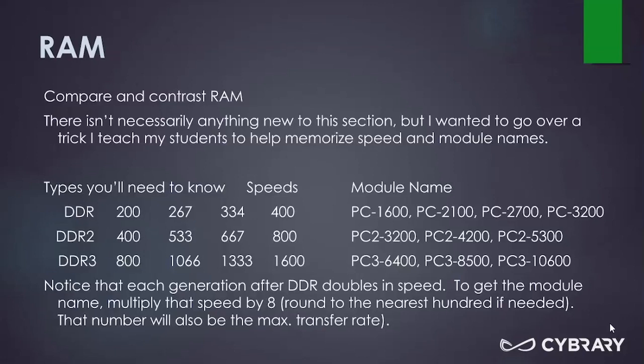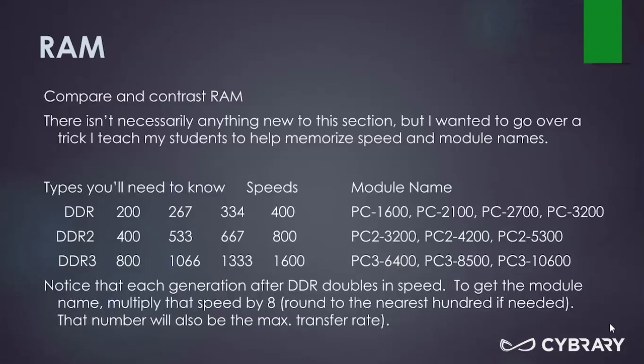Each generation after that, and if you're looking at the graph, you're seeing this, doubles the previous generation in speeds. These are measured in megahertz. DDR2, 200 goes to 400. 267 goes to 533. Then we get 667 and 800. DDR3 doubles those speeds. So we go to 800 megahertz, 1066 megahertz, 1333, and 1600. These are, of course, non-overclocked speeds. You're not going to get asked questions on what the speeds would be if you were overclocking it. I wanted to point that out, though.